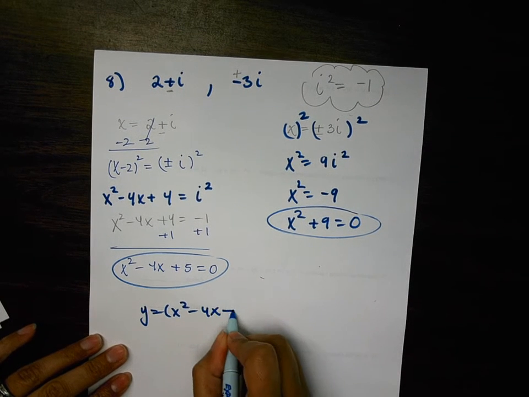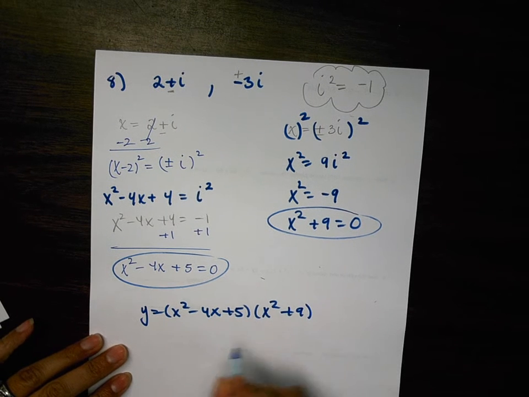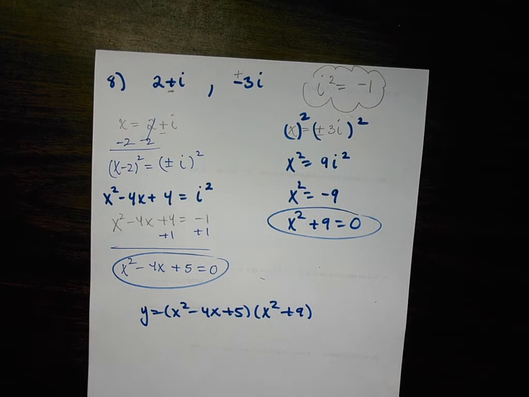And so they're going to be in double bubbles. Well, let me show you what it's going to look like. Y equals x squared minus 4x plus 5. It does not factor. And then x squared plus 9, which does not factor. What is the degree of this polynomial? 4. And is that what they told us it should be? Yes. Make sense? Yes.